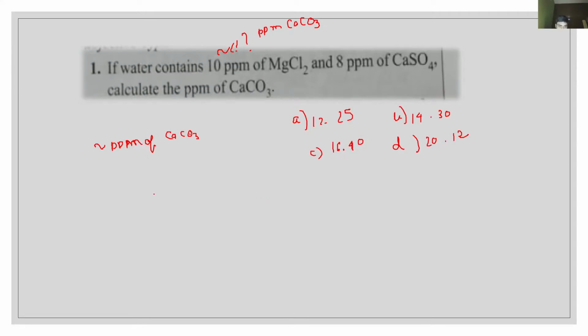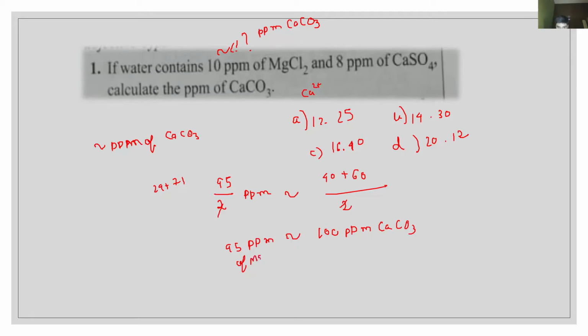Say MgCl2, what is the molecular weight of MgCl2? 24 plus 71, 95. What is the N factor of MgCl2? 2. So this is the equivalent weight. This much ppm will be equivalent to what weight of CaCO3? 40 plus CO3, which I told you to remember is 60, by N factor 2, because Ca is 2 plus. That means 95 ppm of MgCl2 is equivalent to 100 ppm of CaCO3. So you can convert it to CaCO3 equivalent.